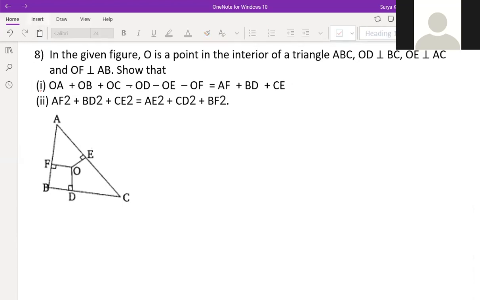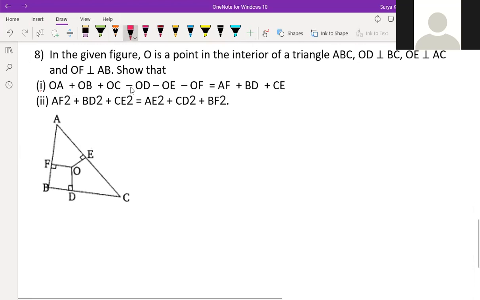Try, children, who can do this? Let's try once. Okay. How to do this question? Try.